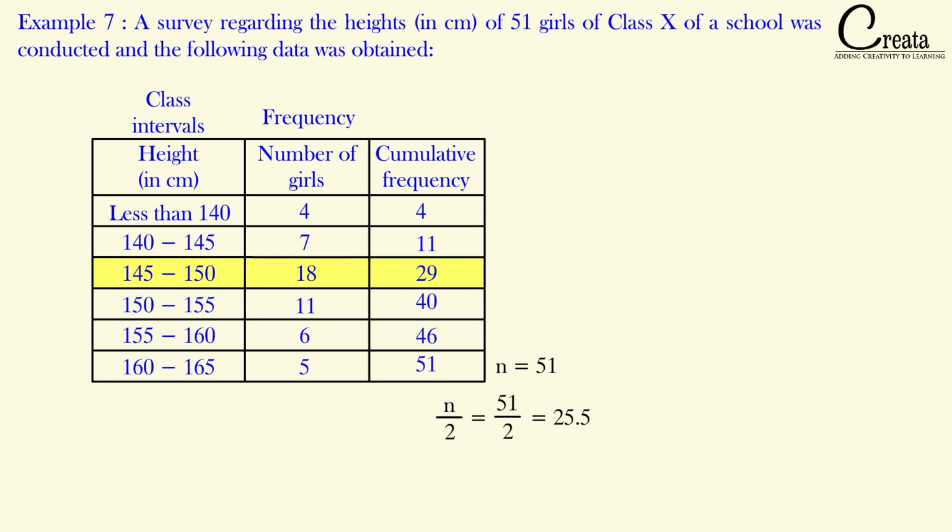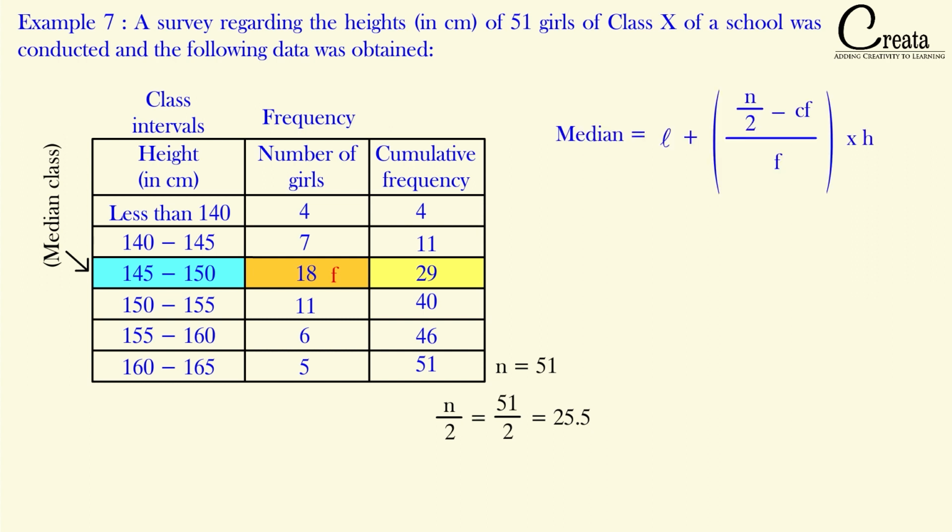So this is the third row. This interval is called the median class, and this is the median frequency. Further, let's use the formula. Let's find the various components of the formula. L is the lower limit of the median class. The median class is 145 to 150, so the lower limit, L, is 145.